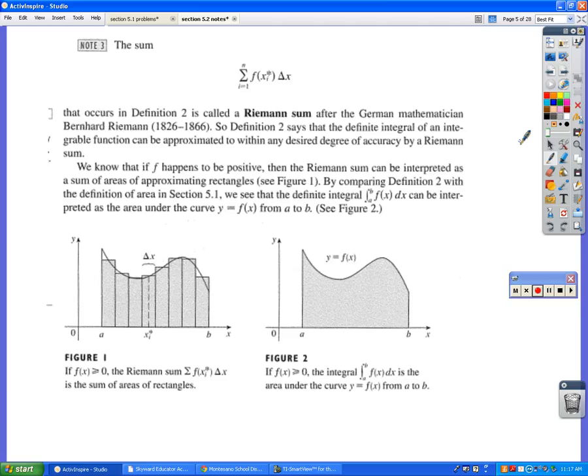So definition 2 says the definite integral of an integrable function can be approximated to within any desired degree of accuracy by a Riemann sum. So you can say to me, Mr. Aldrich, I would like to know the area underneath this curve to the nearest hundredth. And I couldn't figure it out because I don't know how to do it, but this guy could figure out how many rectangles you would have to use to get it to be within a hundredth. And then you could say, not good enough, I would like it to be within a thousandth. And we could use more rectangles. You could pick any range that you want, and you could get within that.